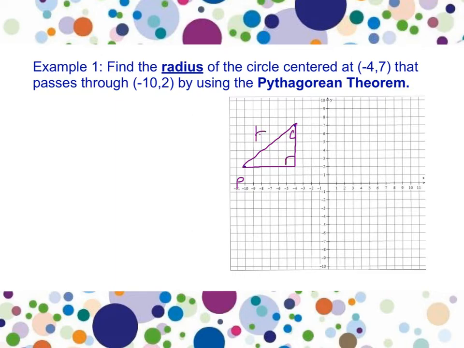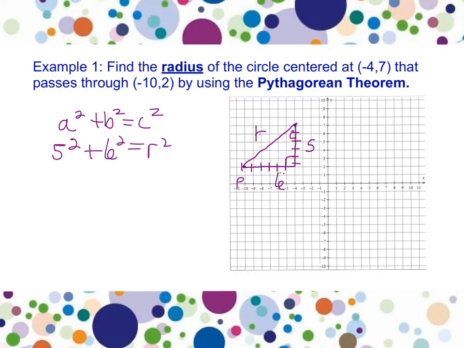That's our radius. So if I count my triangle, this side is 1, 2, 3, 4, 5 units long, and this side is 1, 2, 3, 4, 5, 6 units long. So my legs are 5 and 6. When I plug that into the Pythagorean theorem, a squared plus b squared equals c squared, I know that a and b are 5 and 6, so 5 squared plus 6 squared is going to give me my radius squared. So this is 25 plus 36 equals my radius squared.